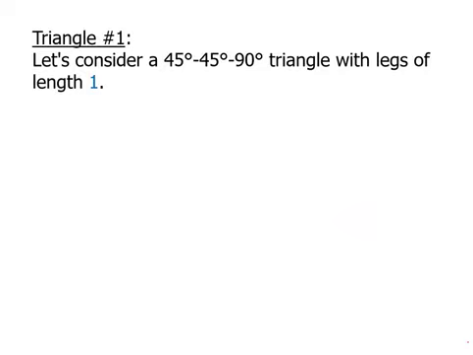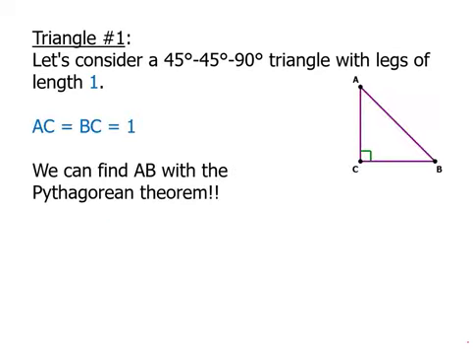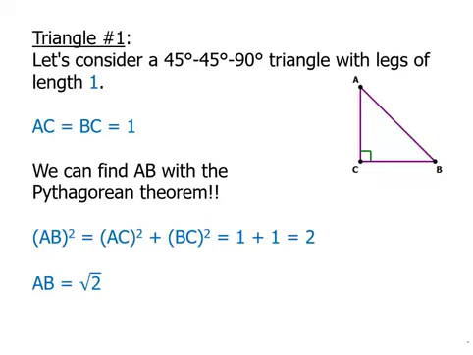So let's consider a 45, 45, 90 triangle with legs that happen to have length of 1. We can find the hypotenuse with the Pythagorean theorem. So that's just 1 squared, or 1, plus 1 equals 2. And so the hypotenuse is the square root of 2.